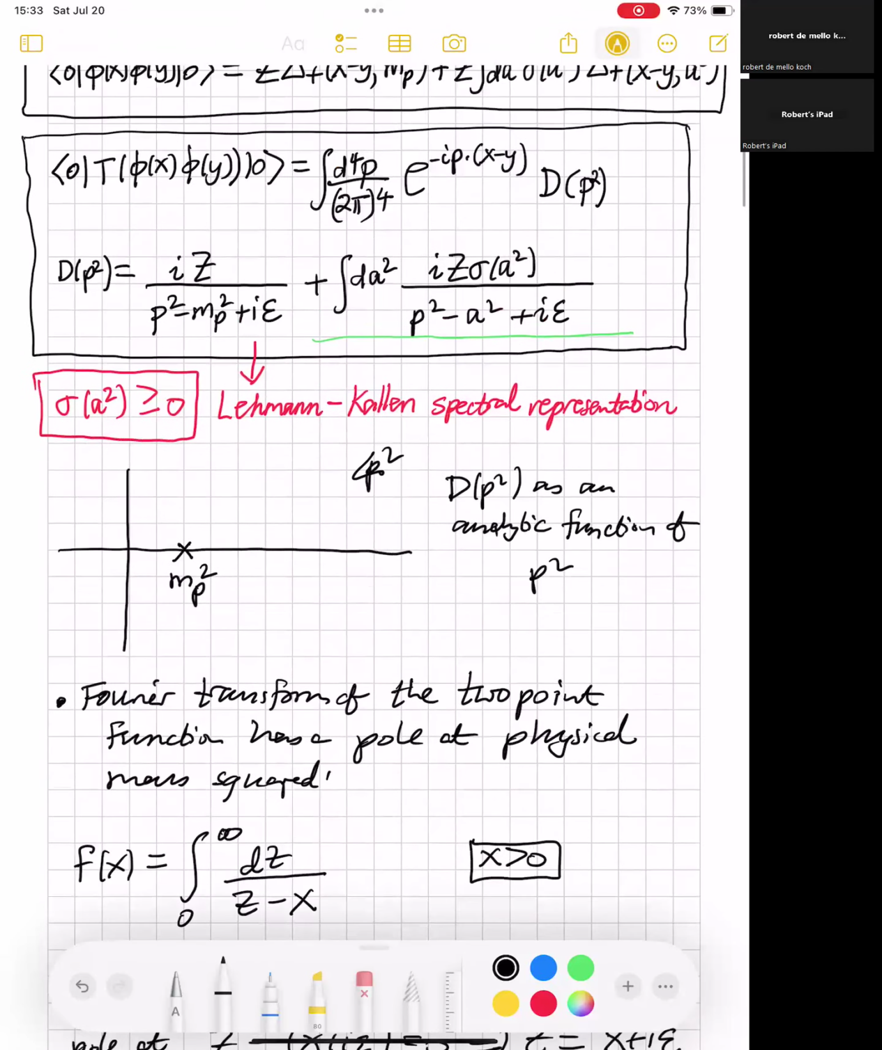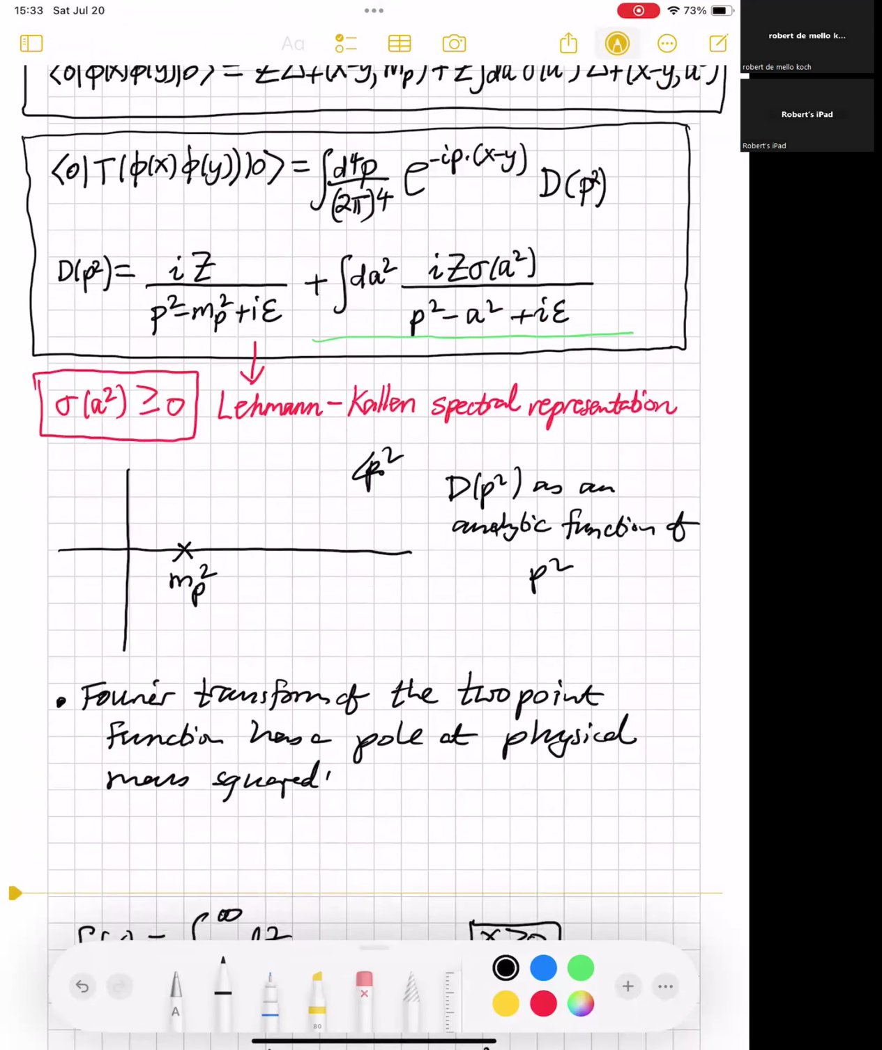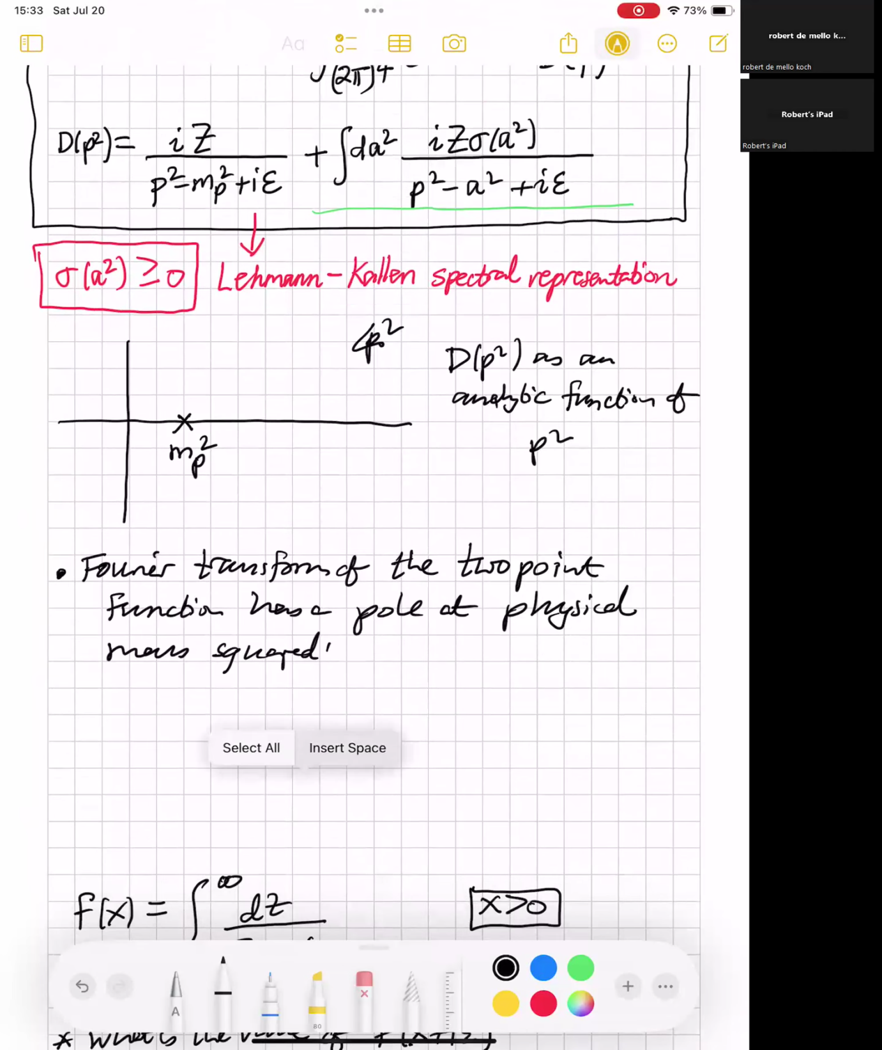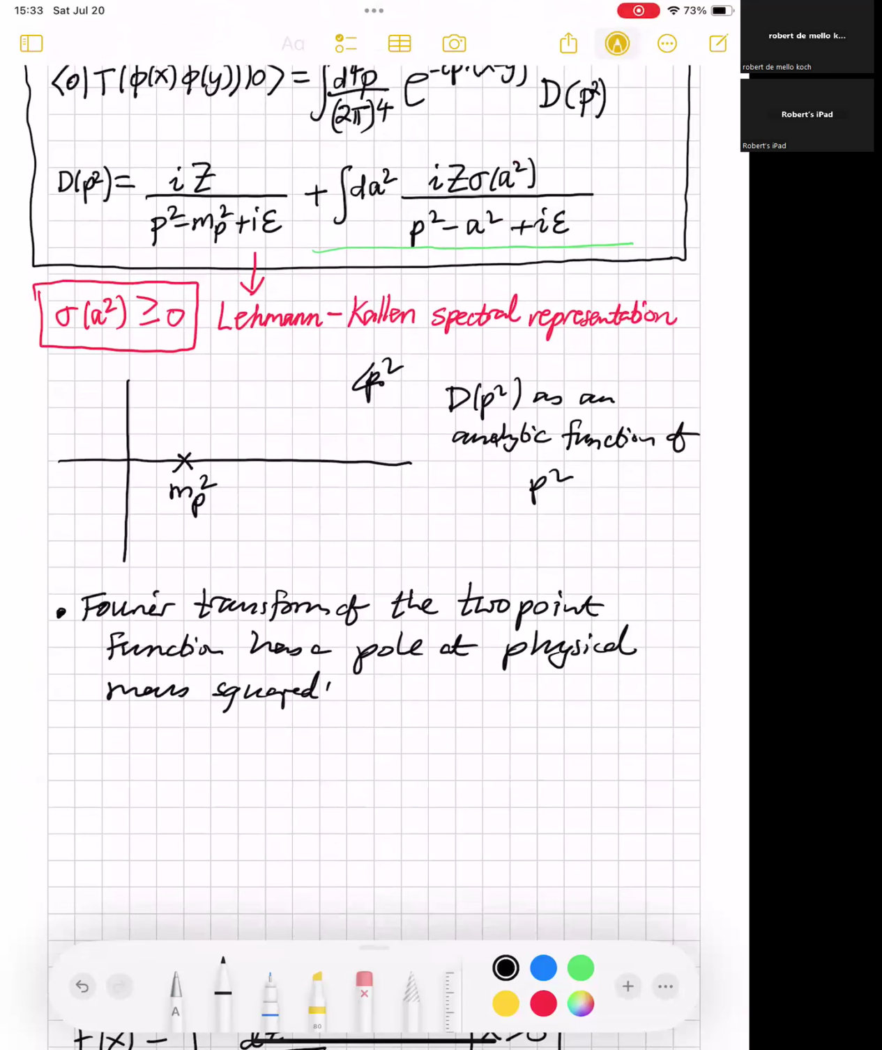Now look at our d of p squared. We've got an integral dA squared, and then we've got a simple pole in the denominator. So this is exactly the same form as what we just considered for f of x. Now let's just make a few comments. This function will be discontinuous in the complex p squared plane as long as the residue is non-zero. But we know sigma of a squared, this is the probability with which you create a two-particle state.